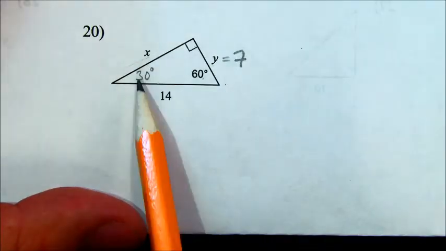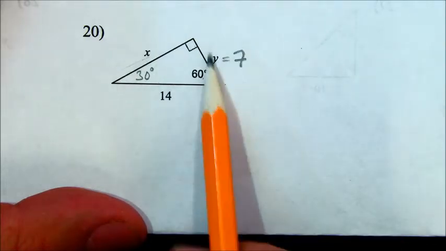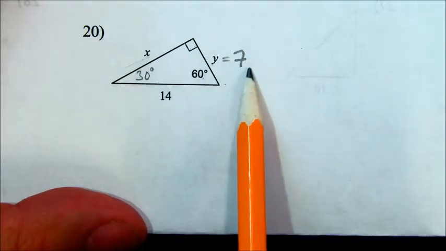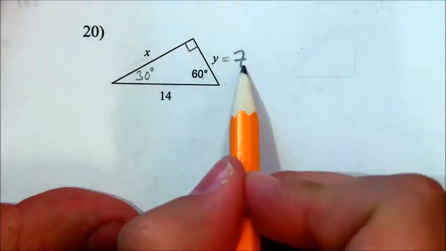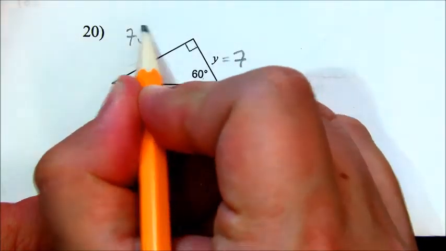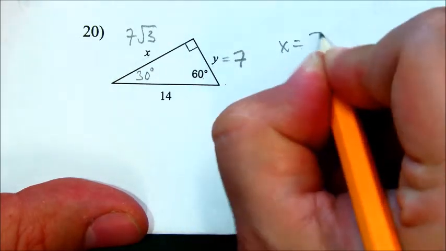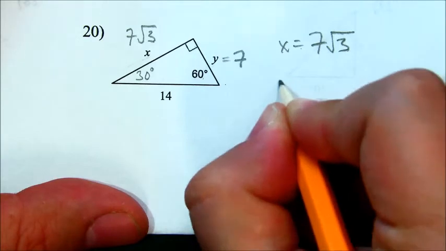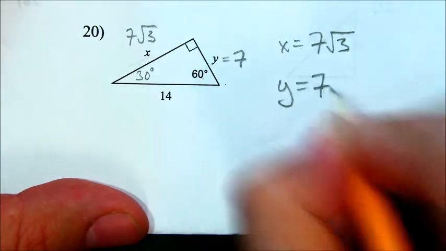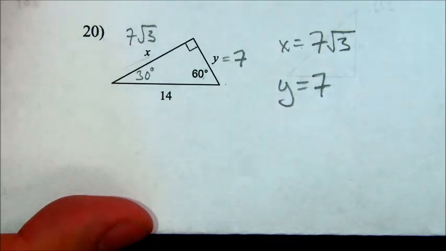If I want to find the long leg, now that I have the short leg, it's easy, right? Because I know that the long leg is the short leg length times the square root of 3. So the short leg is 7, so the long leg is going to be 7 times the square root of 3. So I've got x equals 7 root 3, and y equals 7. All right. In the next video, I'll look at some slightly harder examples.